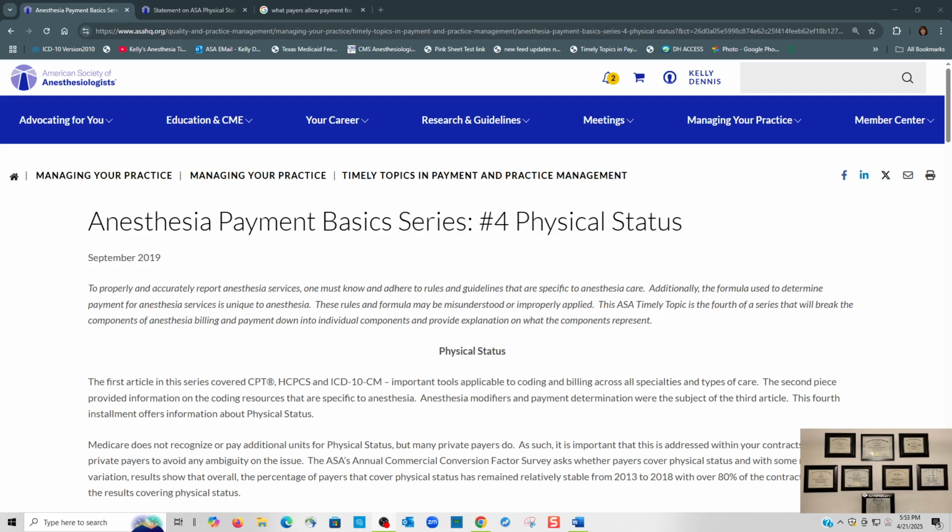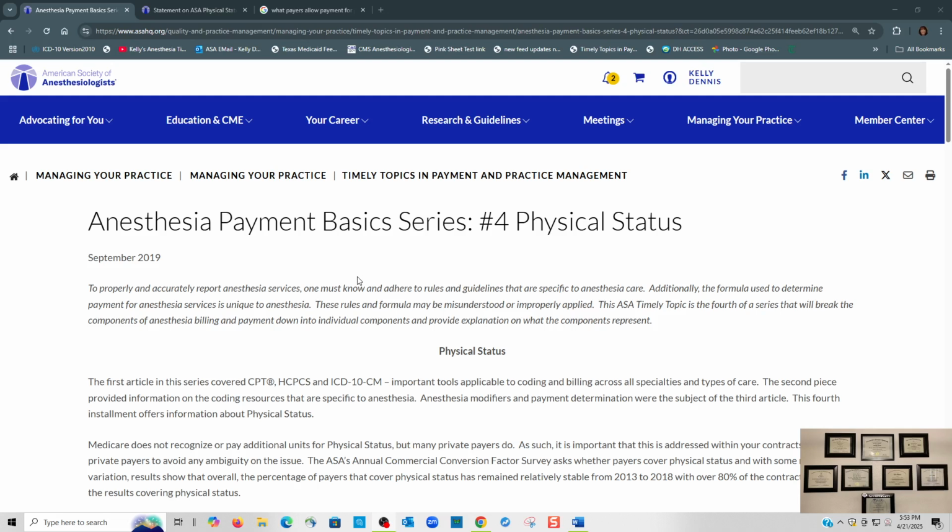Good news. Bad news, some of them are starting to kind of follow Medicare and not want to pay for the physical status codes or modifiers based on Medicare bundling these services, which is not quite fair because Medicare is a government payer. They are trying to save money. They have always bundled these into their services.